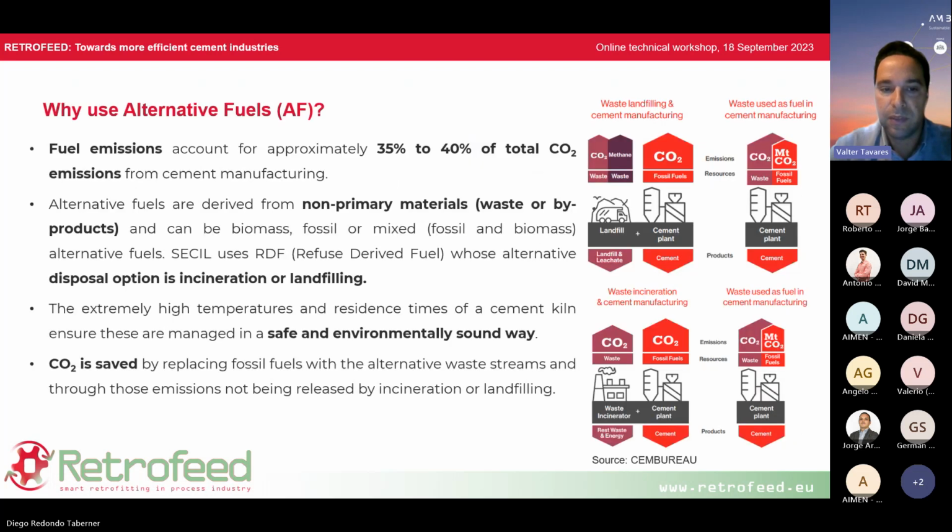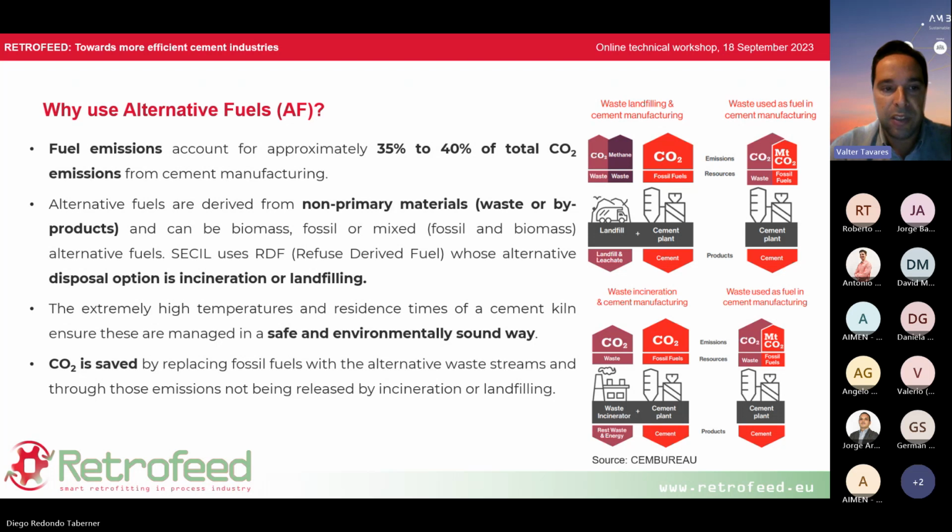Next slide, please. But why work on alternative fuels? Fuel emissions account for around 35% to 40% of total CO2 emissions from cement manufacturing. This means that a small reduction in fossil fuel share has a big impact on CO2 emissions. The alternative fuels come from waste or byproducts and can be biomass, fossil, or mixed alternative fuels.